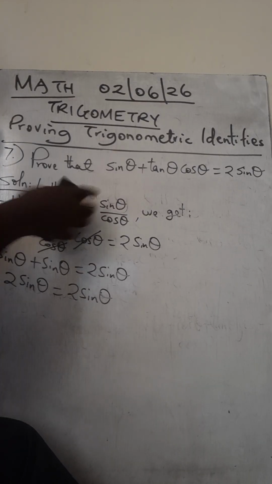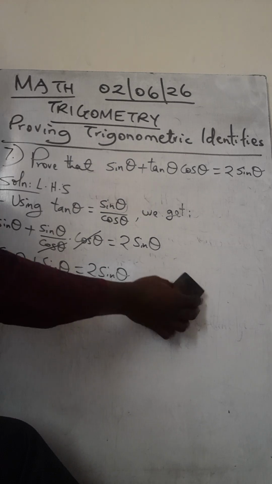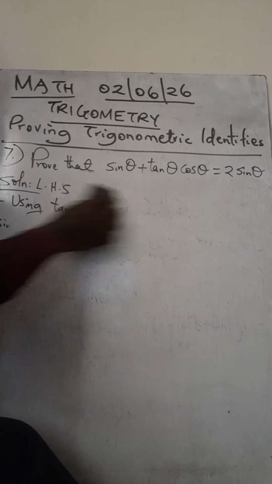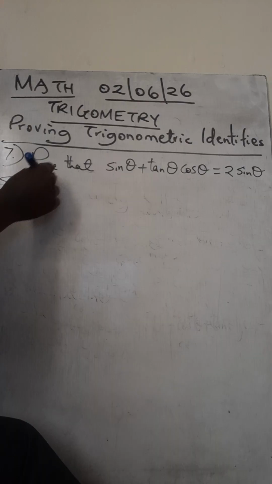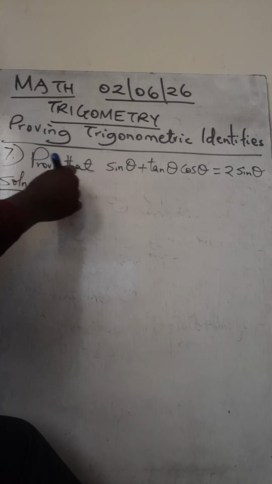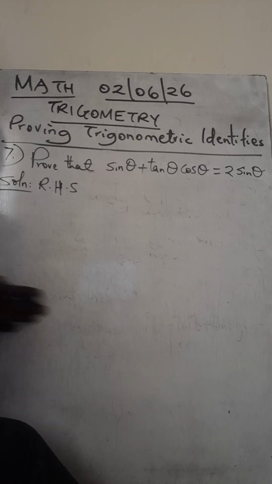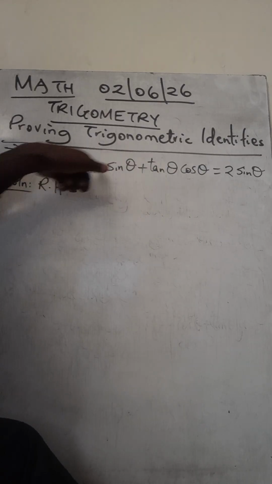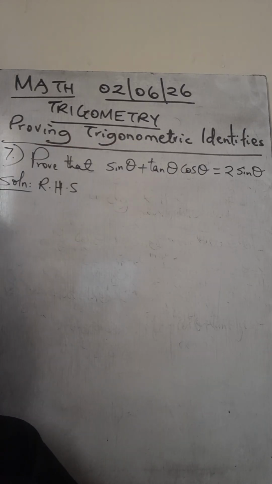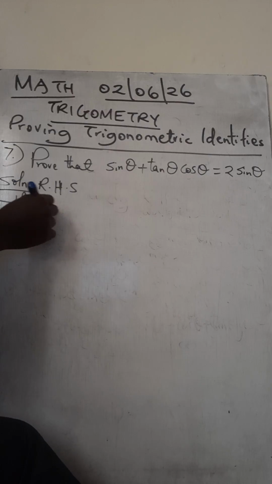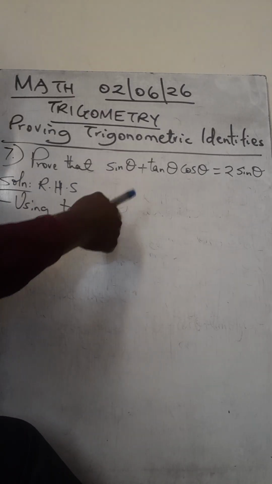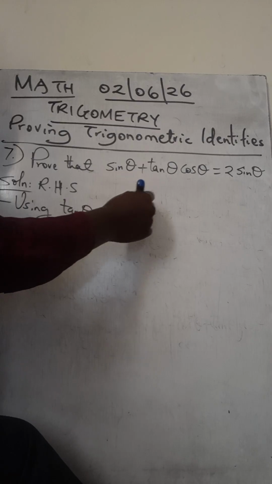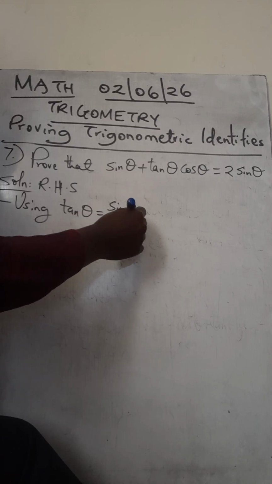You can also use the right hand side to prove. Right hand side. So meaning we keep the left hand side intact. So using this identity again, tangent of theta equals sine of theta divided by cosine of theta.